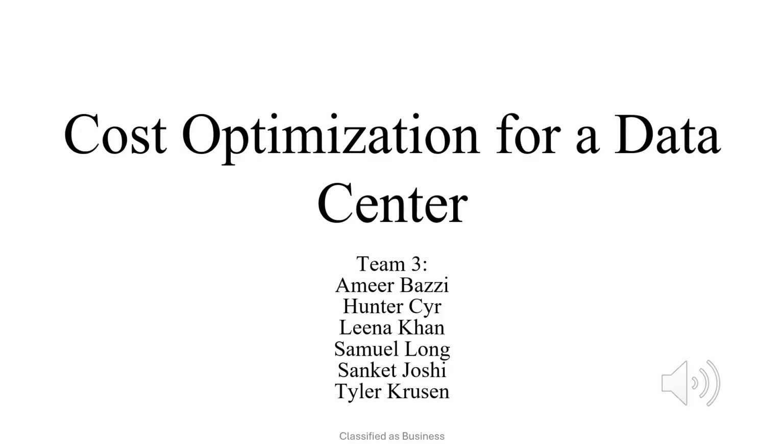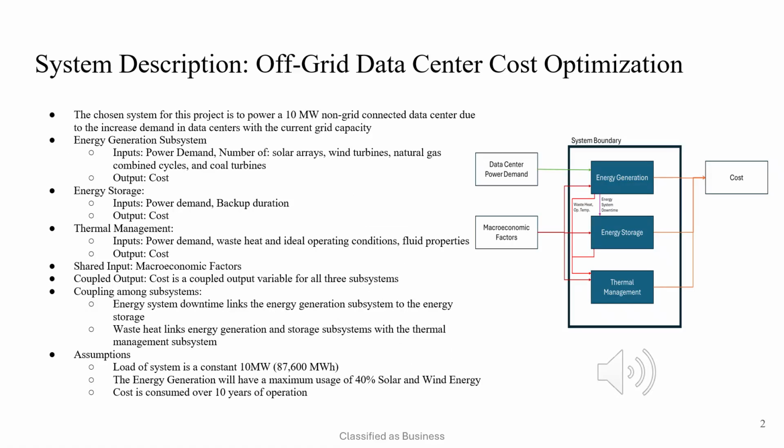This is Team 3 with Amir, Hunter, Lena, Sam, Sankit, and Tyler, and we'll be looking into the cost optimization for a data center. The chosen system for this project is to power a 10 megawatt non-grid connected data center with the justification of the increase in demand in data centers that are planned to be connected to consumers' grids.